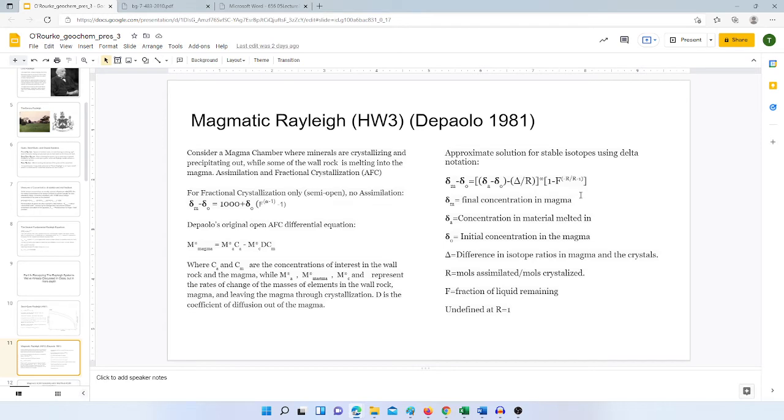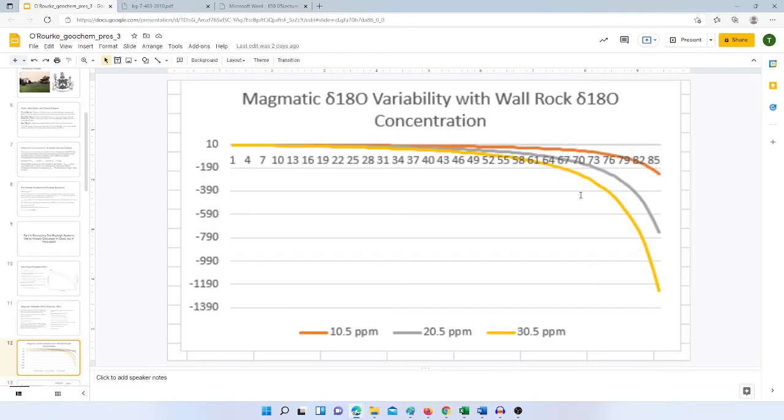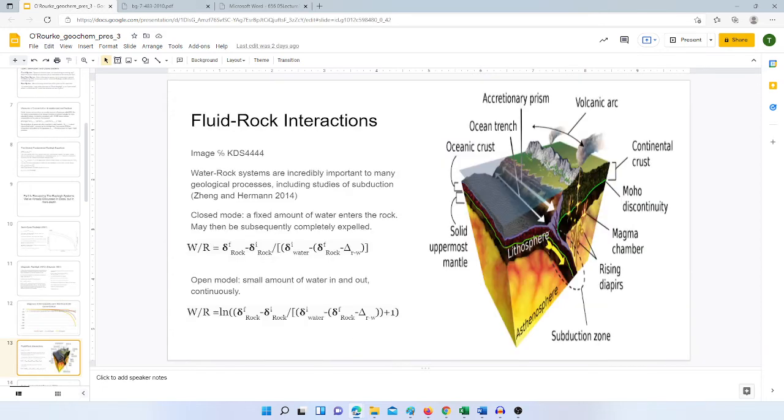And this is actually the equation that I'm pretty sure is the one we're supposed to be using in our problem set, so I might pause here and have someone write it down. So we can use that to study these sorts of systems. And this is closely related to another very important system we study in geochemistry, which is fluid-rock interactions.